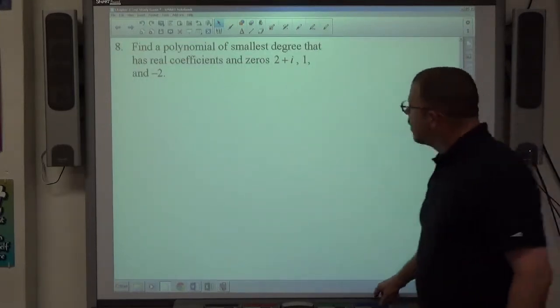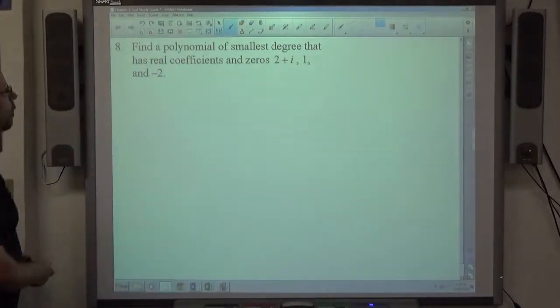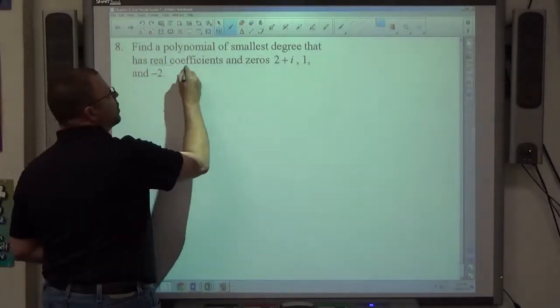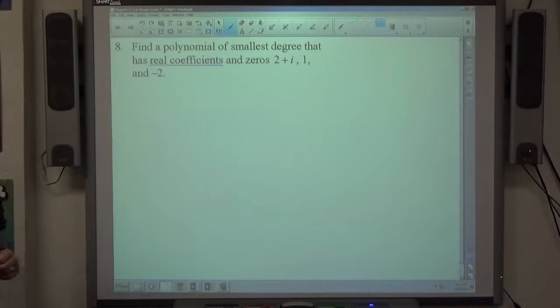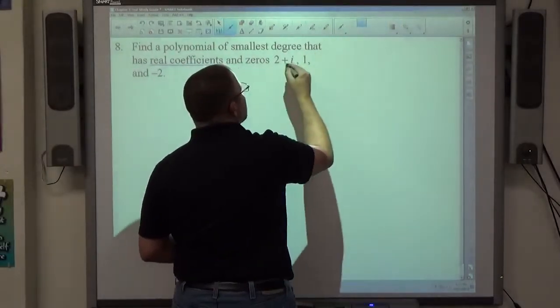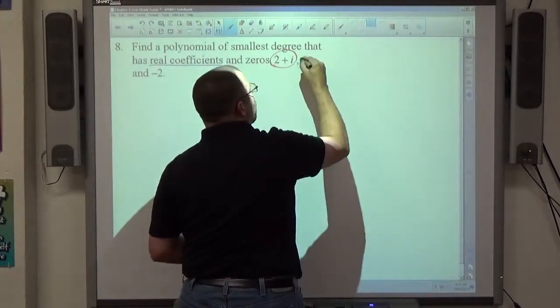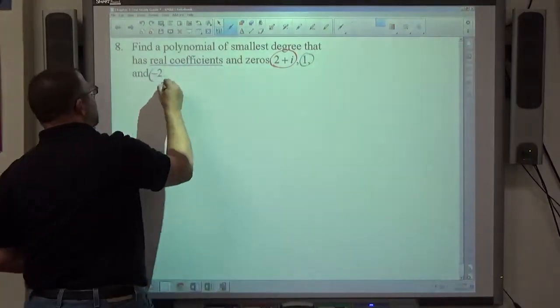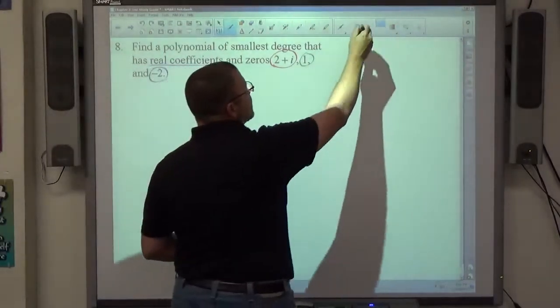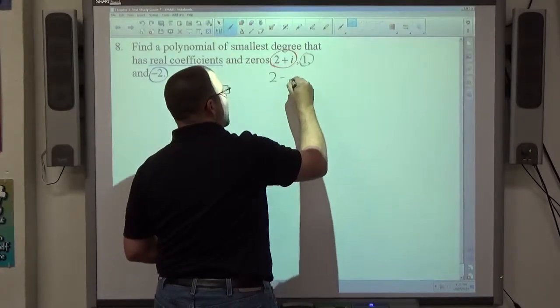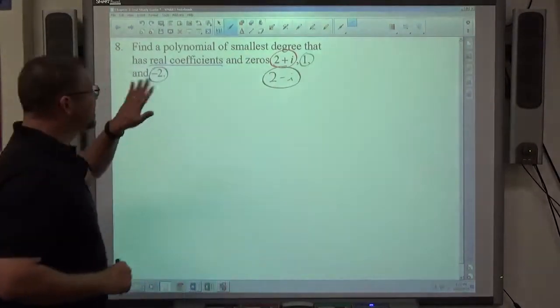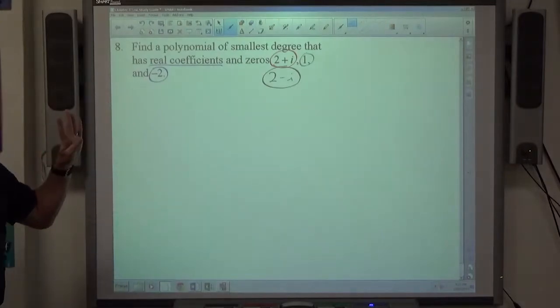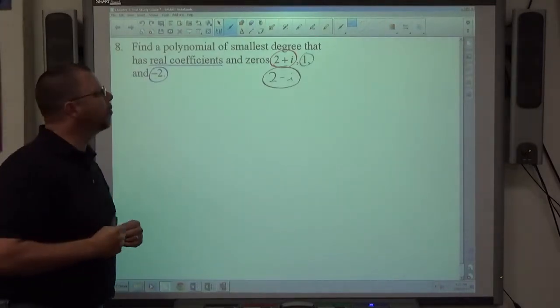Number 8, find a polynomial of smallest degree that has real coefficients. So once again, real coefficients. That means if any complex zeros happen, their conjugates also happen. It has zeros of 2 plus i, it has a 0 of 1, and it has a 0 of negative 2. And since 2 plus i is a 0, that means 2 minus i has to also be a 0. It does say smallest degree. We got a total of 4 answers, so we have to have a 4th degree polynomial.